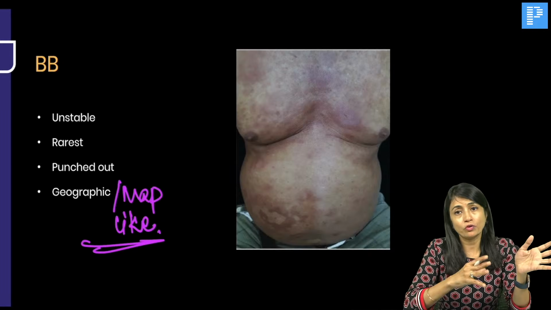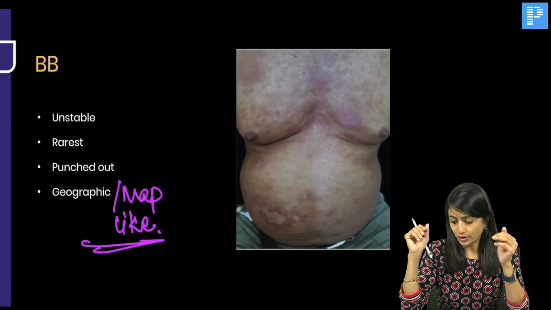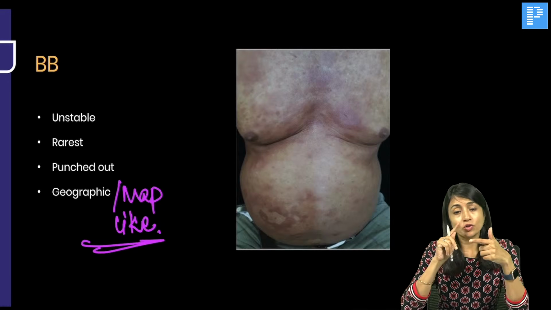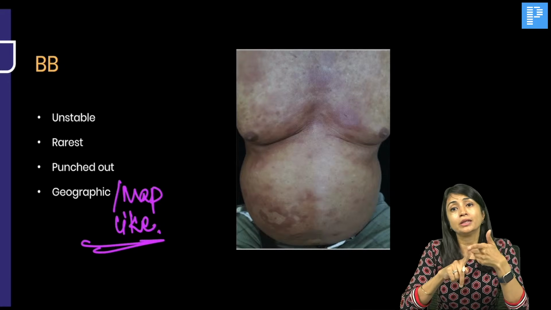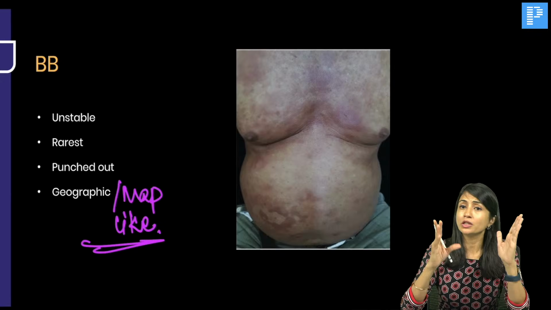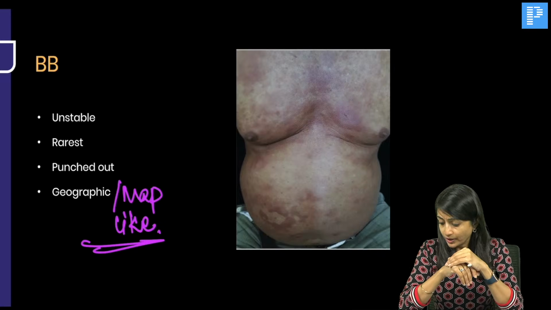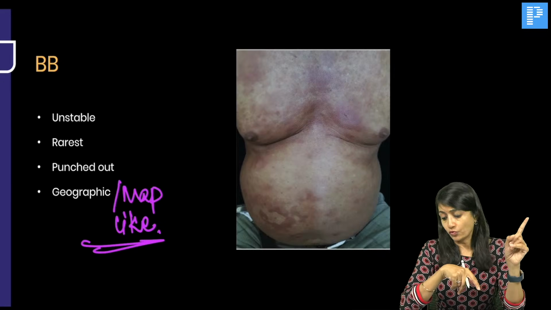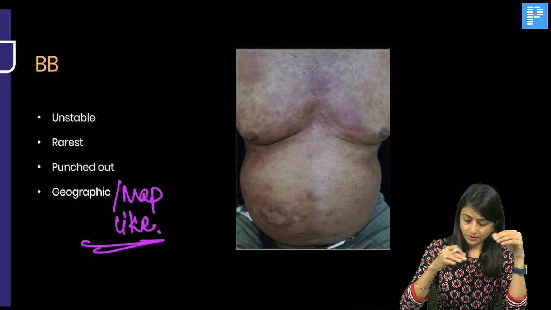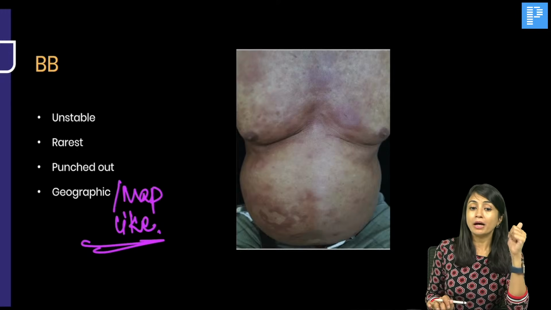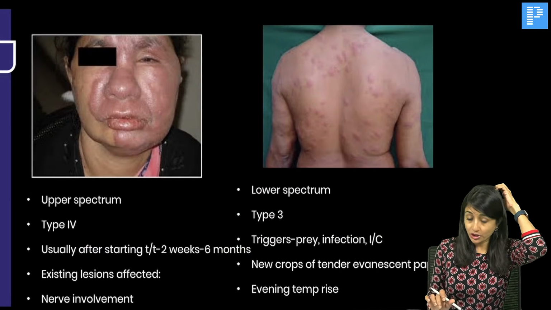Leprosy is shifting from tuberculoid to lepromatous pole here. Punched out, yes, you are right, is more common in BB than BL. Can be seen in both the lesions, but it is more common for BB. But inverted saucer is for BL, right. So, BB will have map-like or geographical configurations.